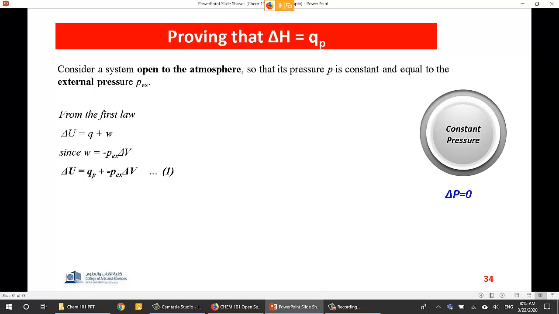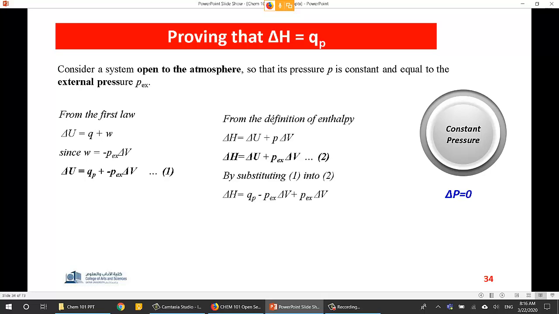So we are starting again with the first law of thermodynamics, which is delta U equals Q plus W. Again, the definition of work is minus P delta V. Here there is work. The work is not zero, so we have a value for the work. We plug this into the equation, so delta U becomes QP, indicating we are working at constant pressure, plus minus P delta V. Let's call this equation number one.